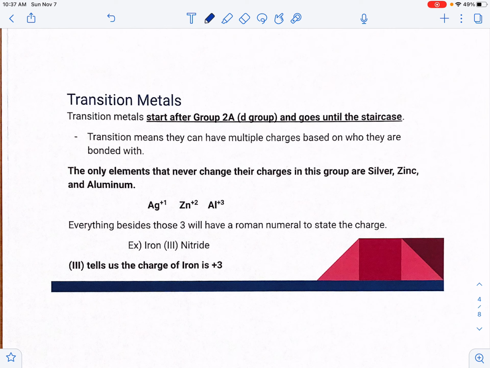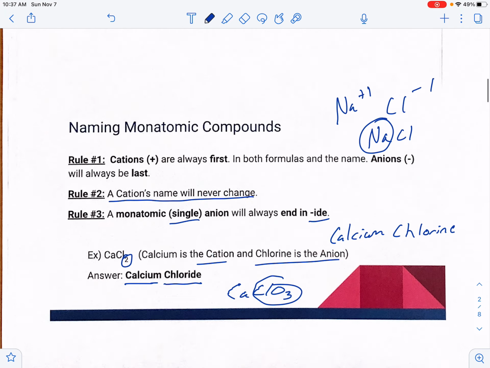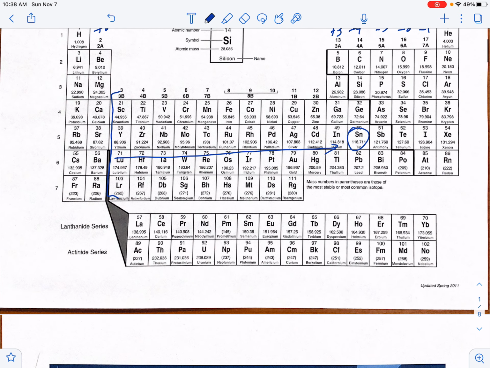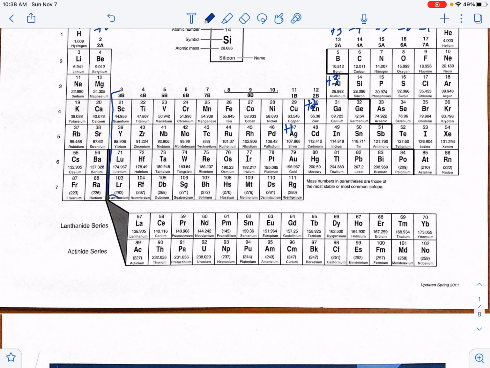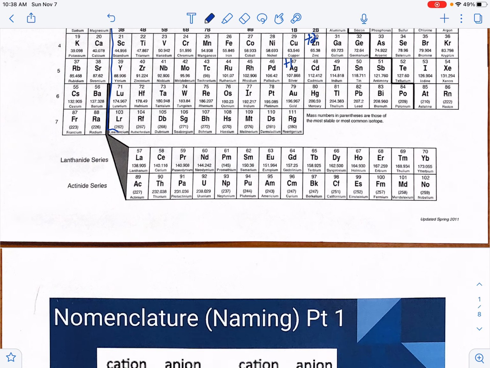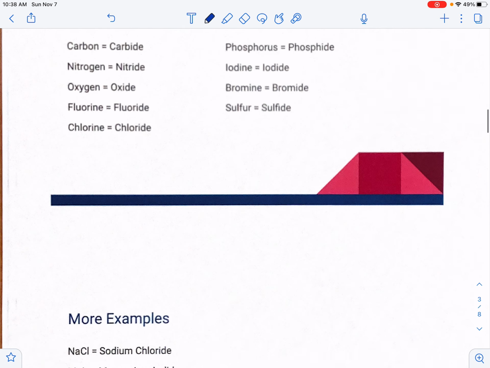So this would be a good thing to write on your periodic table. I would come back up here to my periodic table, and let me clear this up a little bit. Ag is going to be a +1, so silver is +1, zinc is +2, and aluminum is +3. Those will never change. They will always stay that way. So even though they're in the transition group, those are the only three that are the exception. So I would write that down as +1, +2, +3. Okay, now let's come back down to our notes.